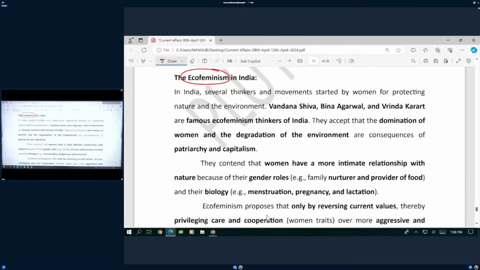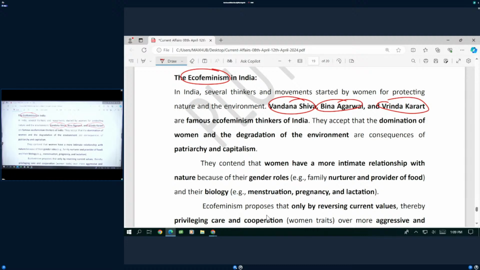This was started, it's a new theory. 1960s, 70s में some women started to understand the relation between environment and women, particularly Vandana Shiva, Bina Agarwal and जो भी इसका नाम है. These are the 3 prominent ecofeminists in India. What is ecofeminism? Linking female with ecology, nature.